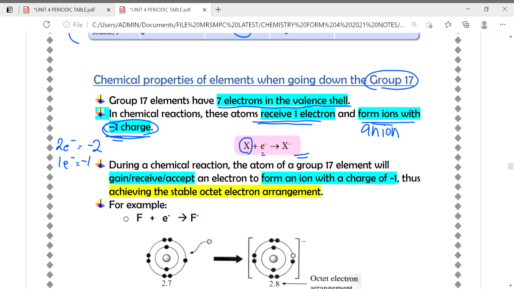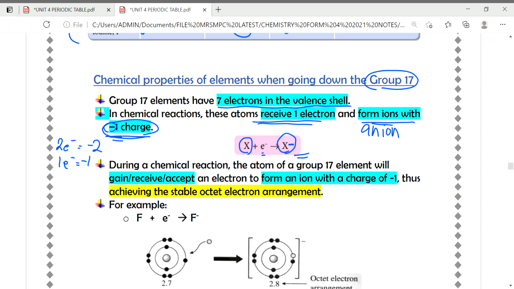So once dia gain electron, berlakunya perubahan electron tu, so dia akan jadi ion. Ion ni maksudnya yang bercharge. So group 17 dia menerima electron, so dia negatif. So how many electron dia terima? 1. So negative 1. So kalau dalam chemistry negative 1 kita tak letak, kita letak negatif. So kita faham lah itu 1 je lah.